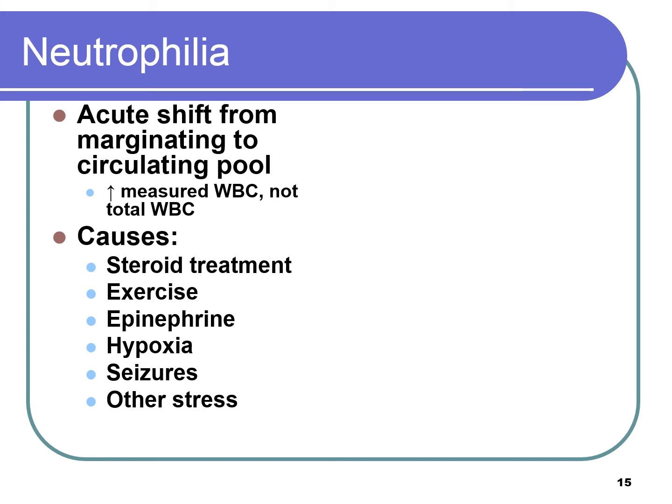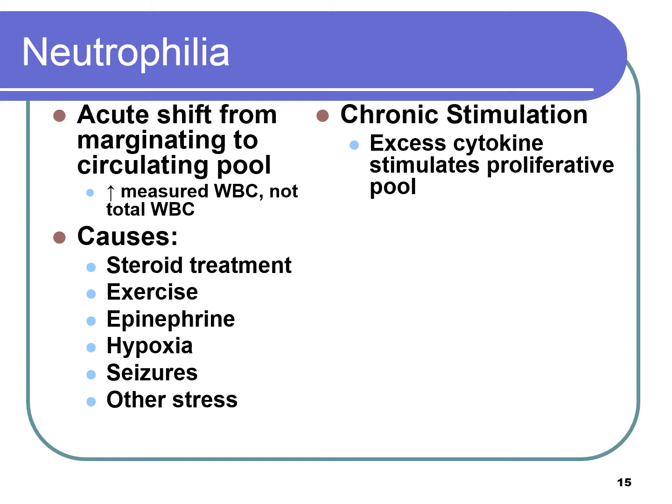Neutrophilia may be due to an acute shift from the marginating to the circulating pool, and this may also not be associated with an increase of the total white blood cell count. This condition is associated with steroid treatment, exercise, epinephrine, hypoxia, seizures, or other stress.